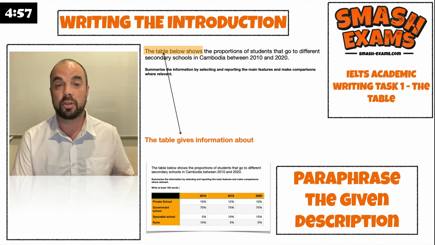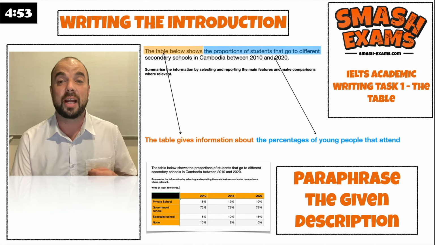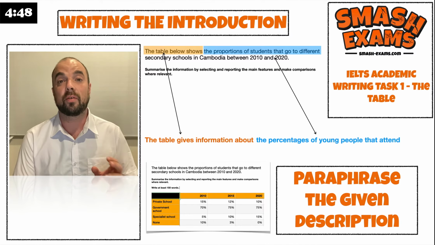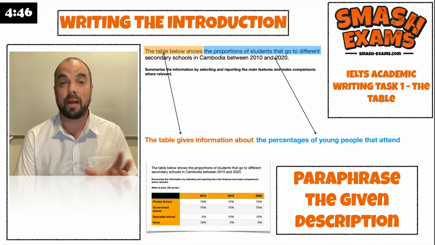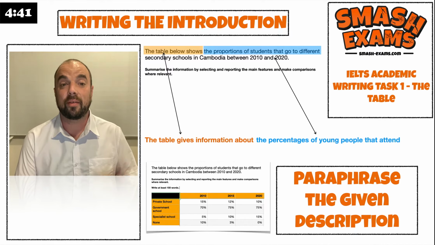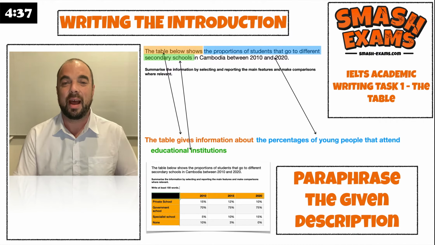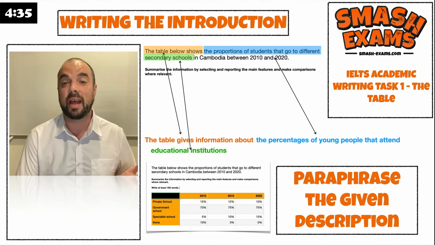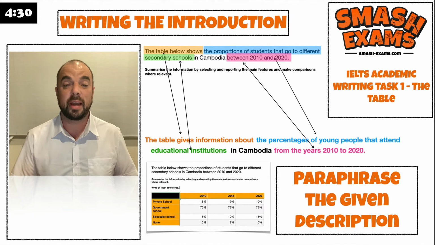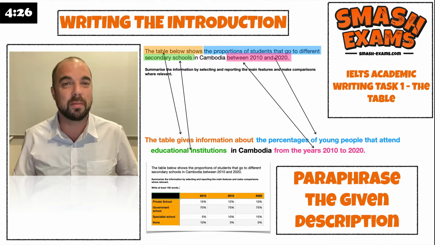Now you can change proportions to percentages, you can change students to young people, and you can change that go to attend. Again, it's specialist to just this question, so you'll have to find a way to paraphrase what it tells you in the table. Next, secondary schools you can change to educational institutions, and you can change the years between 2010 and 2020 to from the years 2010 to 2020. In Cambodia, just stay the same. You don't have to paraphrase every word, just paraphrase most of it.